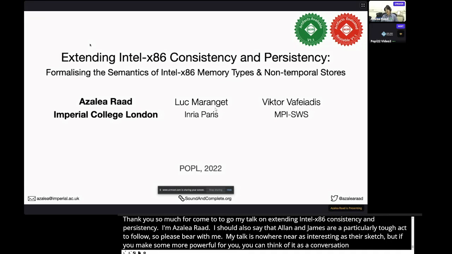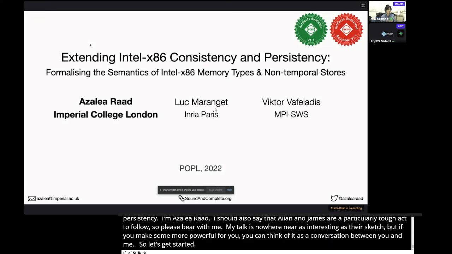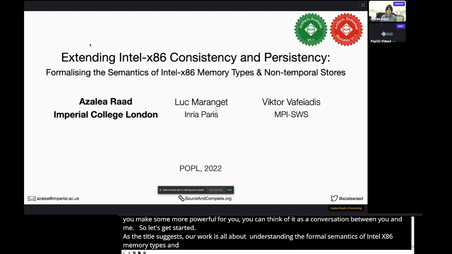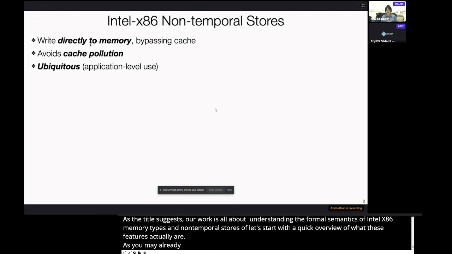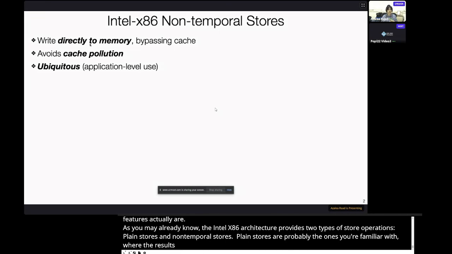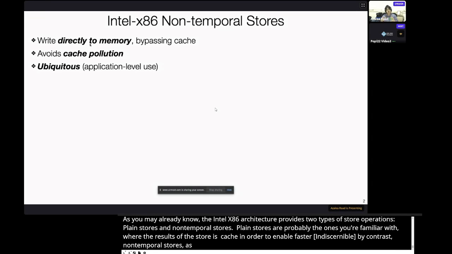As the title suggests, our work is all about understanding the formal semantics of Intel-x86 memory types and non-temporal stores. So let's start with a quick overview of what these features actually are. As you may already know, the Intel-x86 architectures provide two types of store operations, plain stores and non-temporal stores. Plain stores are probably the ones that you're familiar with, where the result of the store is cached in order to enable faster and more efficient later accesses. By contrast, non-temporal stores, as the name suggests, completely bypass the cache hierarchy, and they go directly to memory.